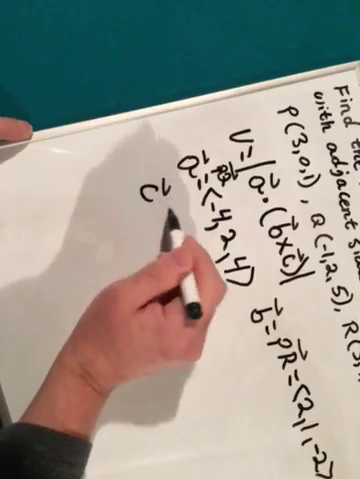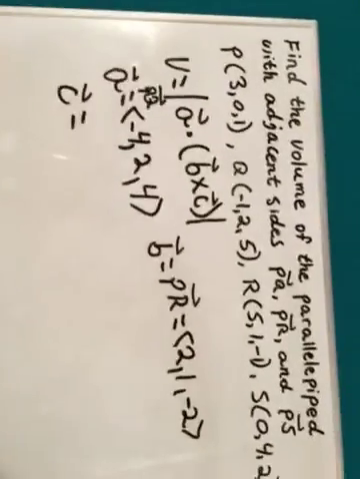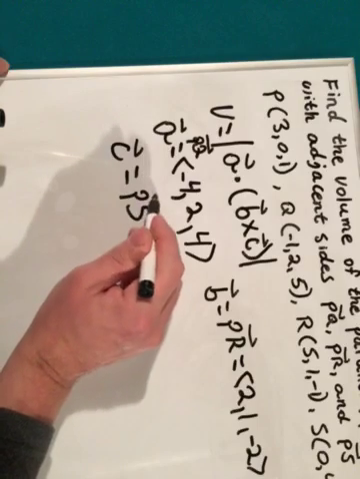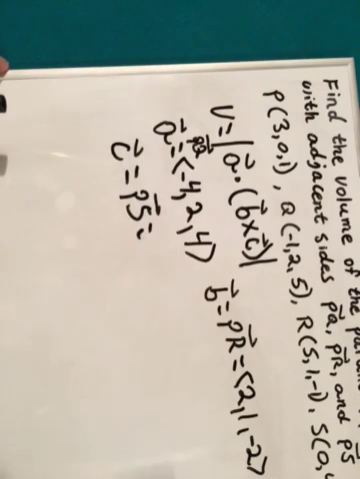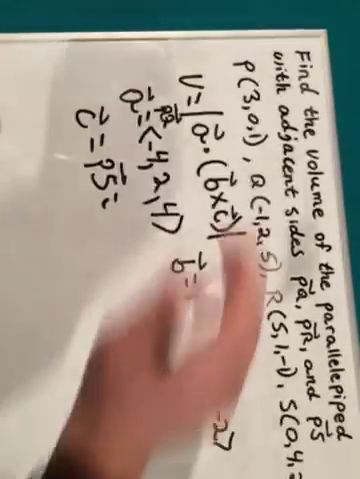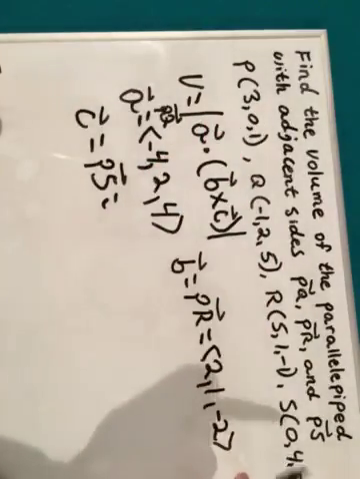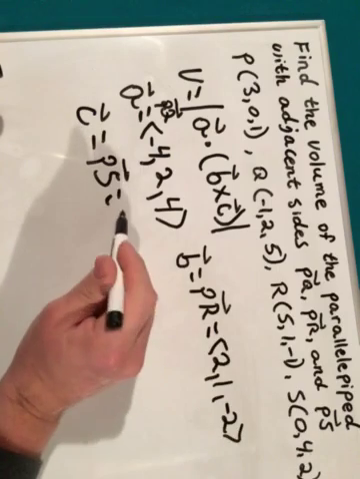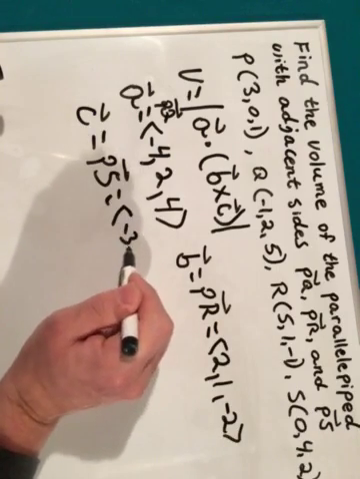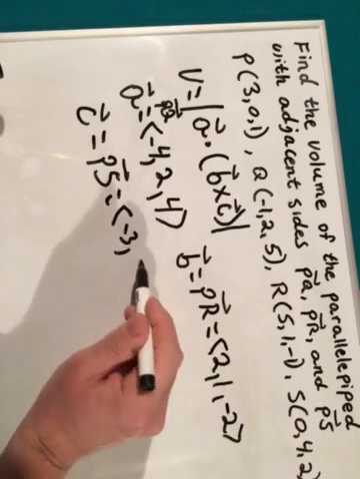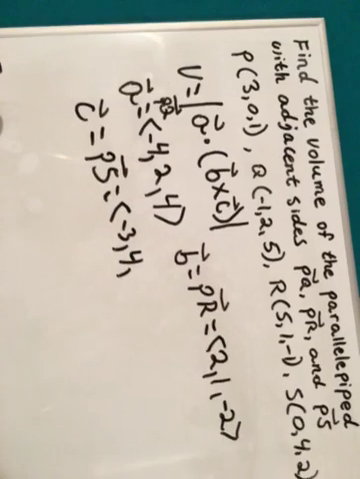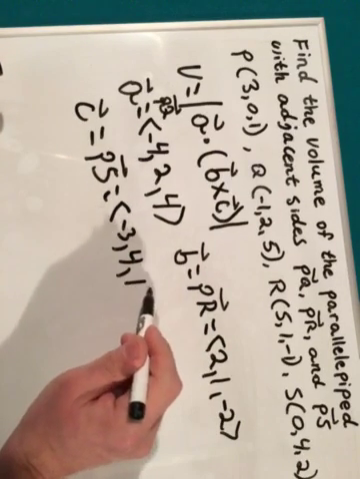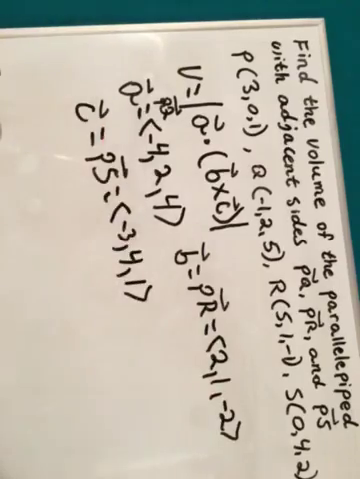How about we let C vector equal PS. And what is PS? The distance from P to S. So we take S and subtract P. So 0 minus 3 is -3. 4 minus 0 is 4. And 2 minus 1 is 1. There we go. There's our A and our B and our C.